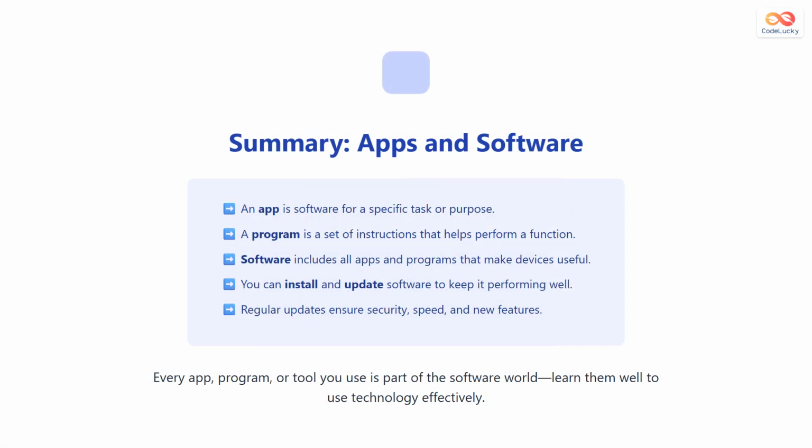An app performs specific tasks. A program contains instructions that allow a computer to complete actions. Software includes all apps and programs that make devices useful. You can install new software and update it often to maintain smooth performance. By learning these basics, you can better understand and control the technology you use every day.